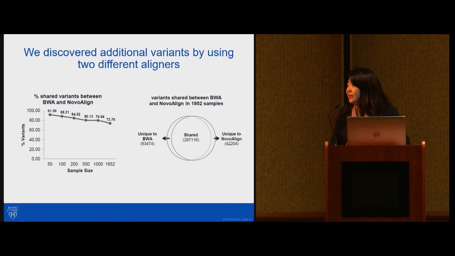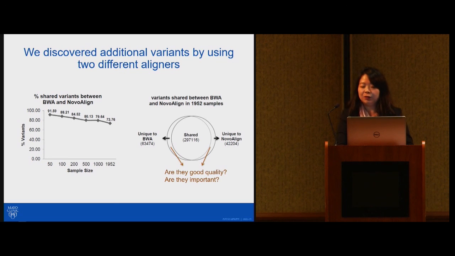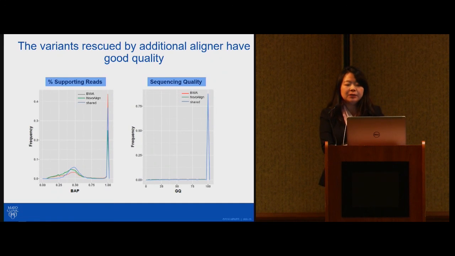To translate that percentage into numbers, that means about 63,000 variants are only identified by using BWA-MEM, and about 42,000 variants are only identified by using NovoAlign. So if we use the default approach of one aligner, these are the variants we will never see. So the next obvious question is, do we care about these variants? Are they good quality, and are they important? The short answer to these questions is yes, and I'm going to show you that in the next few slides. To learn about the quality of our rescued variants, we looked into several main variant quality metrics.